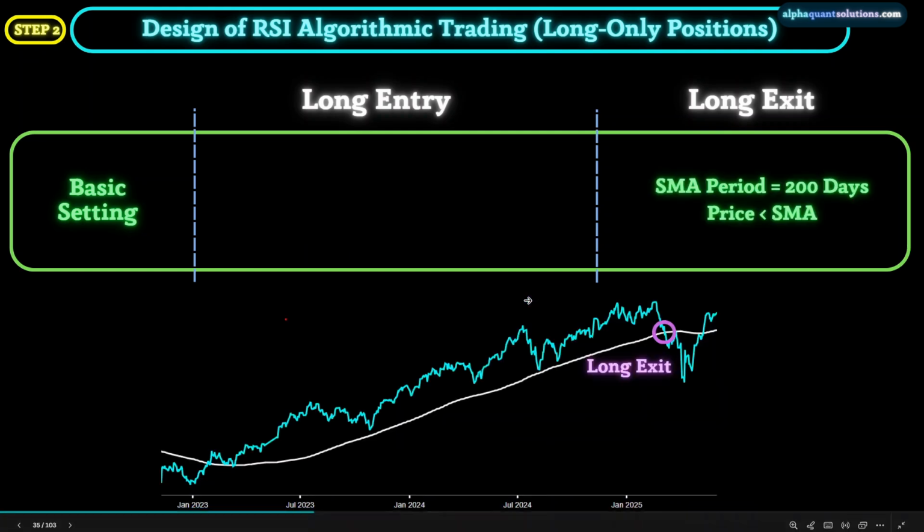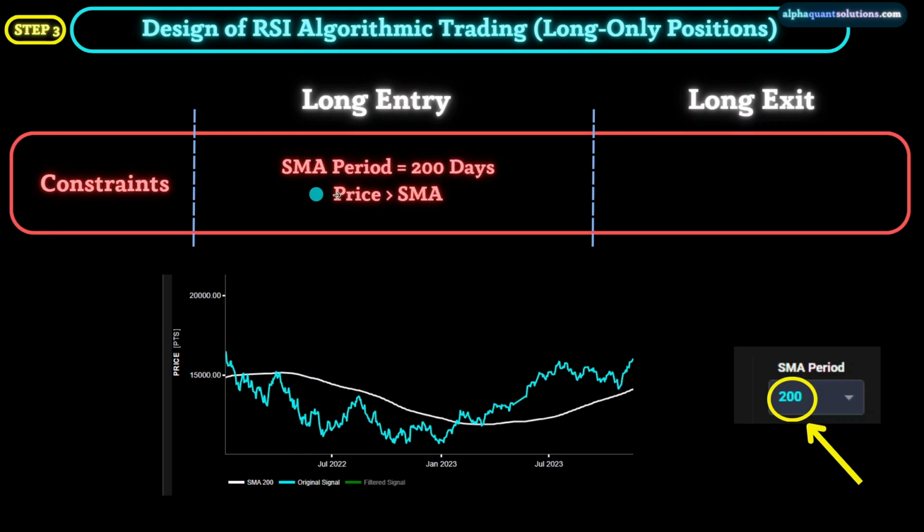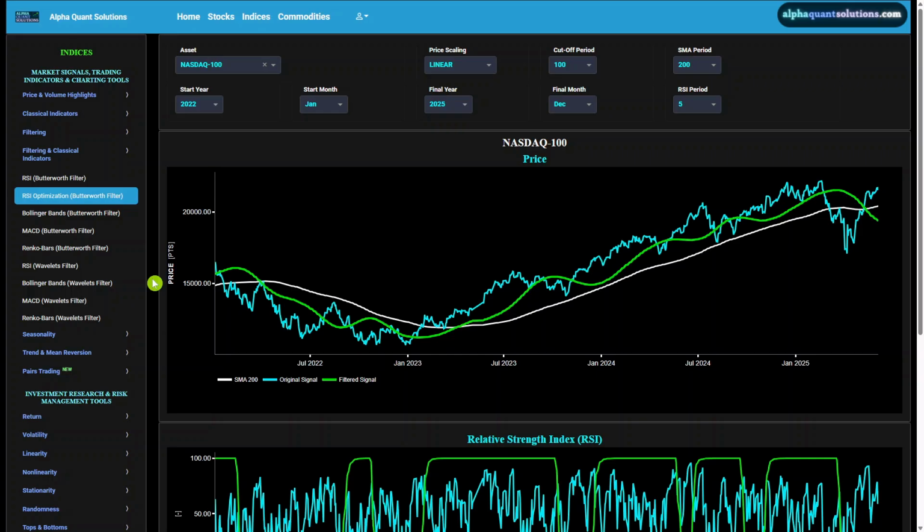Then we will look at the exit of the algorithm. What's the logic? As soon as the unfiltered price drops below the 200-day simple moving average, so here, this would qualify as an exit of the algorithm. And then finally, we add the constraint. The entry will only be valid if the unfiltered price is above its 200-day SMA. So all of this range here is an area where the entry would be valid. And again, you can adjust all of those input parameters through the control panel of the dashboard.